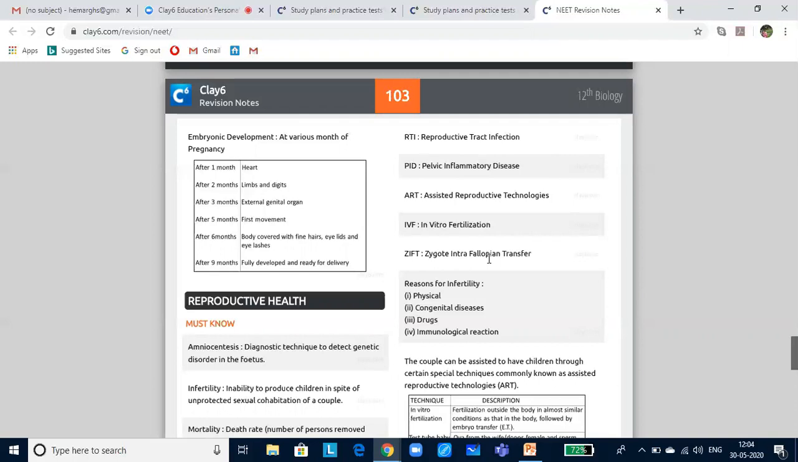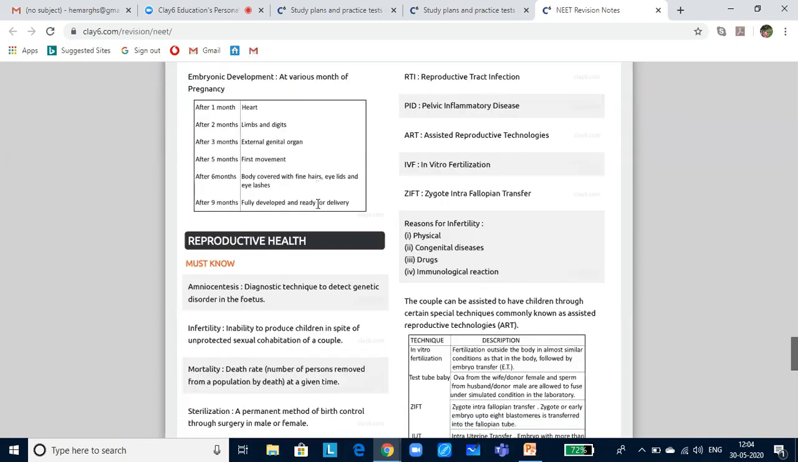In human beings, what is the embryonic development at various stages of pregnancy? After 1 month, the heart will start beating. After 2 months, limbs and digits will be seen, that is, your toes and fingers. After 3 months, the external genital organs will be formed.